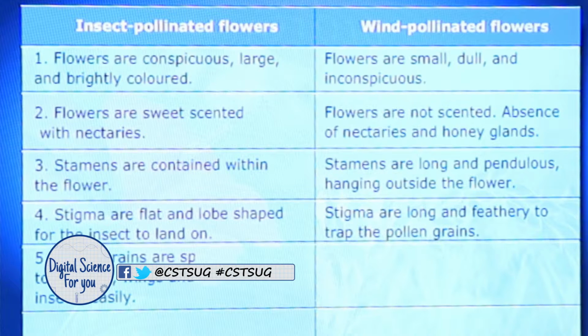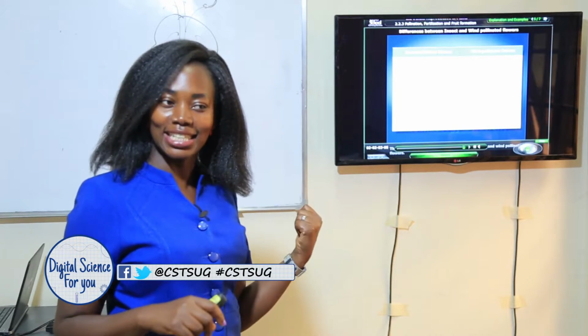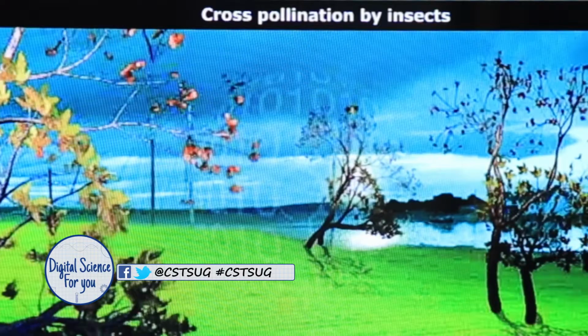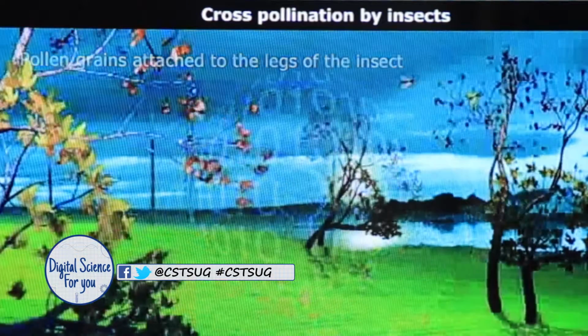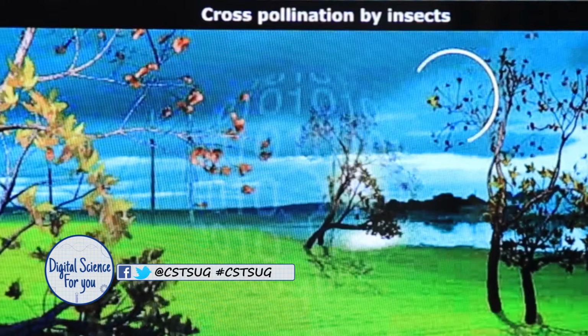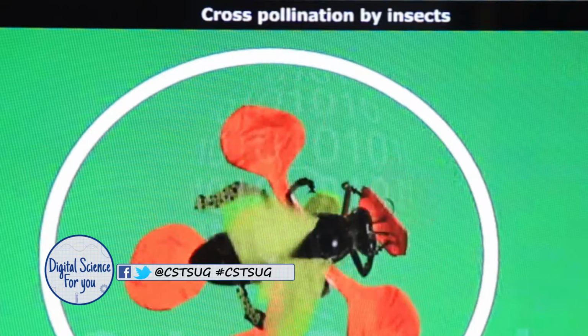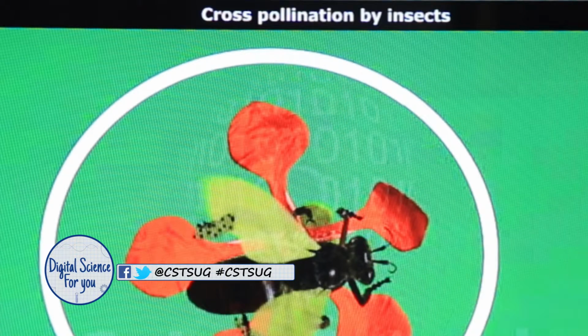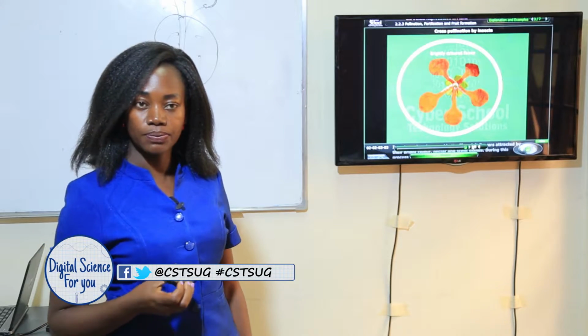Difference number 5, the pollen grains for insect-pollinated flowers. Pollen grains are spiky and attached to the legs, the wings, and the body of the insect easily. You remember, the pollen grains are spiky, they are sticky, and they're able to stick on the body of the insect. They can stick on its legs, they can stick on its wings, and there we can see as the insect is within the flower, it is able to carry off the pollen grains.